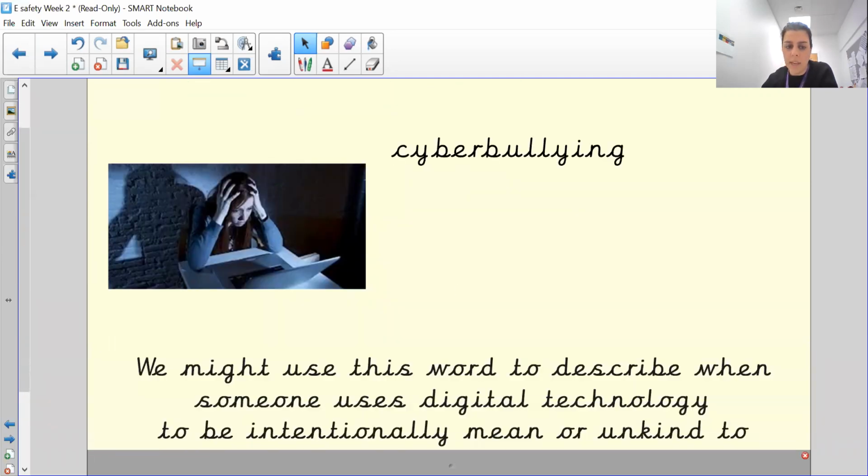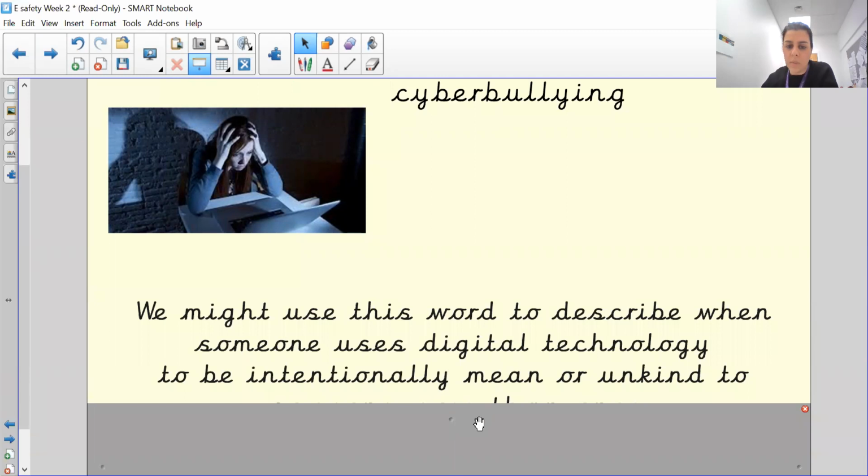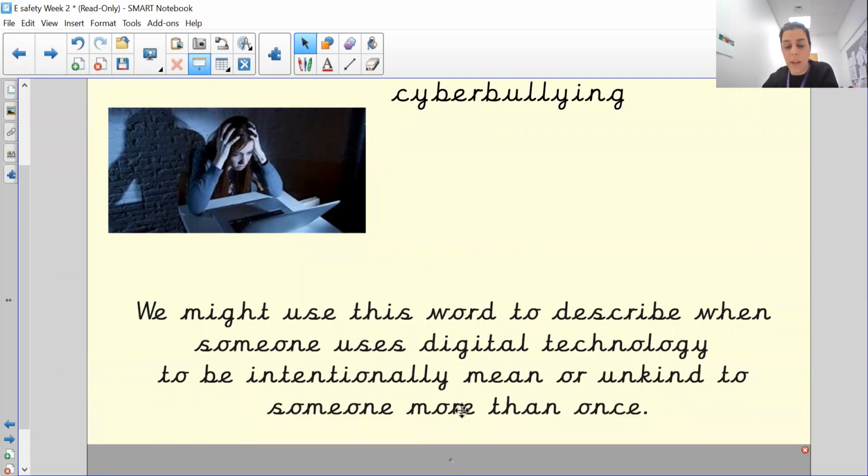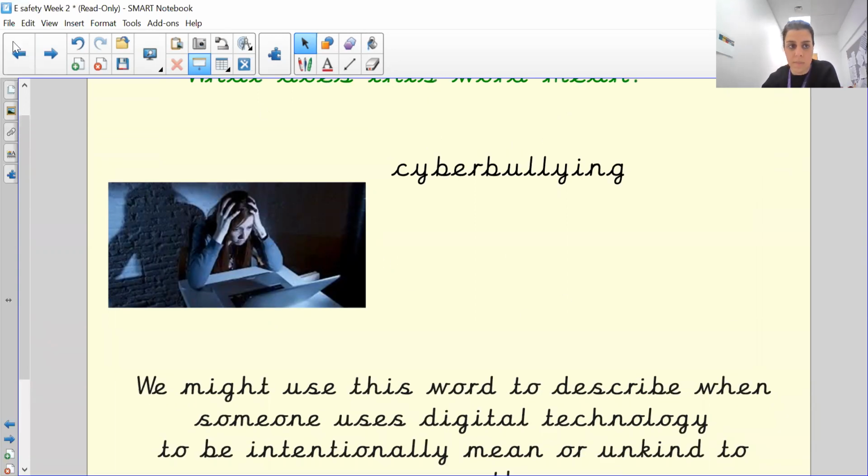So cyberbullying is the word we might use to describe when someone uses digital technology, so that's like our phone or our computer or our tablets, to be intentionally mean or unkind to someone more than once. So it's the same definition as bullying, but this time it's on a type of technology, not just in person.